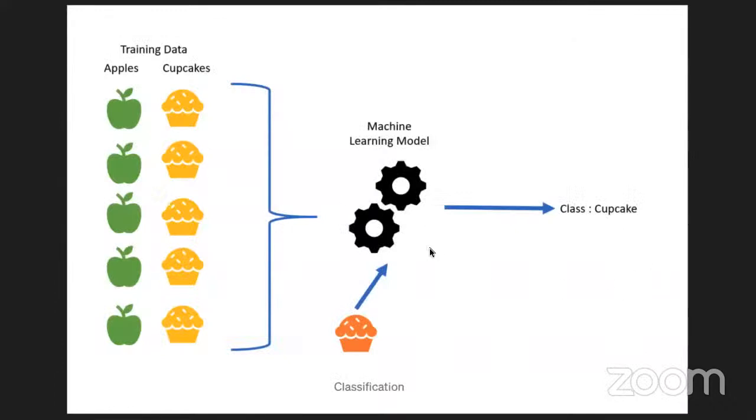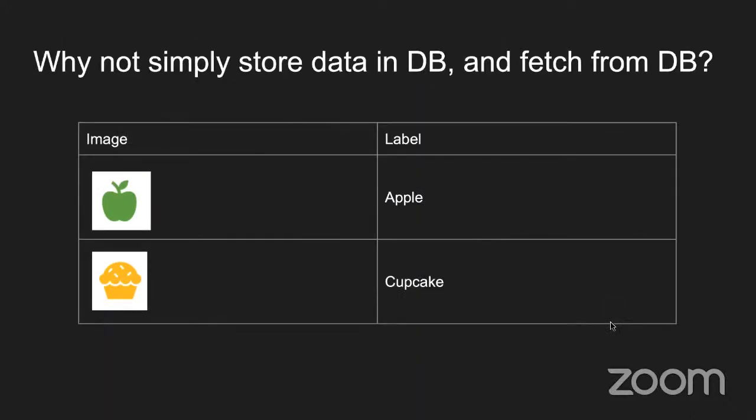So what it would mean here in this case is, let's say I now want to allow the model to classify itself between apples and cupcakes. So I have photos of apples and photos of cupcakes, and I want to train a machine learning model to identify from a photo that I give it whether it's an apple or a cupcake. Now, an obvious question you might ask is, why do I need machine learning? Why can I not just put this in a database, right? Can I not just store the photo of an apple in a database and say, this is what an apple looks like, and then store the photo of a cupcake in the database and say, this is what a cupcake looks like, right? This is really simple, right?